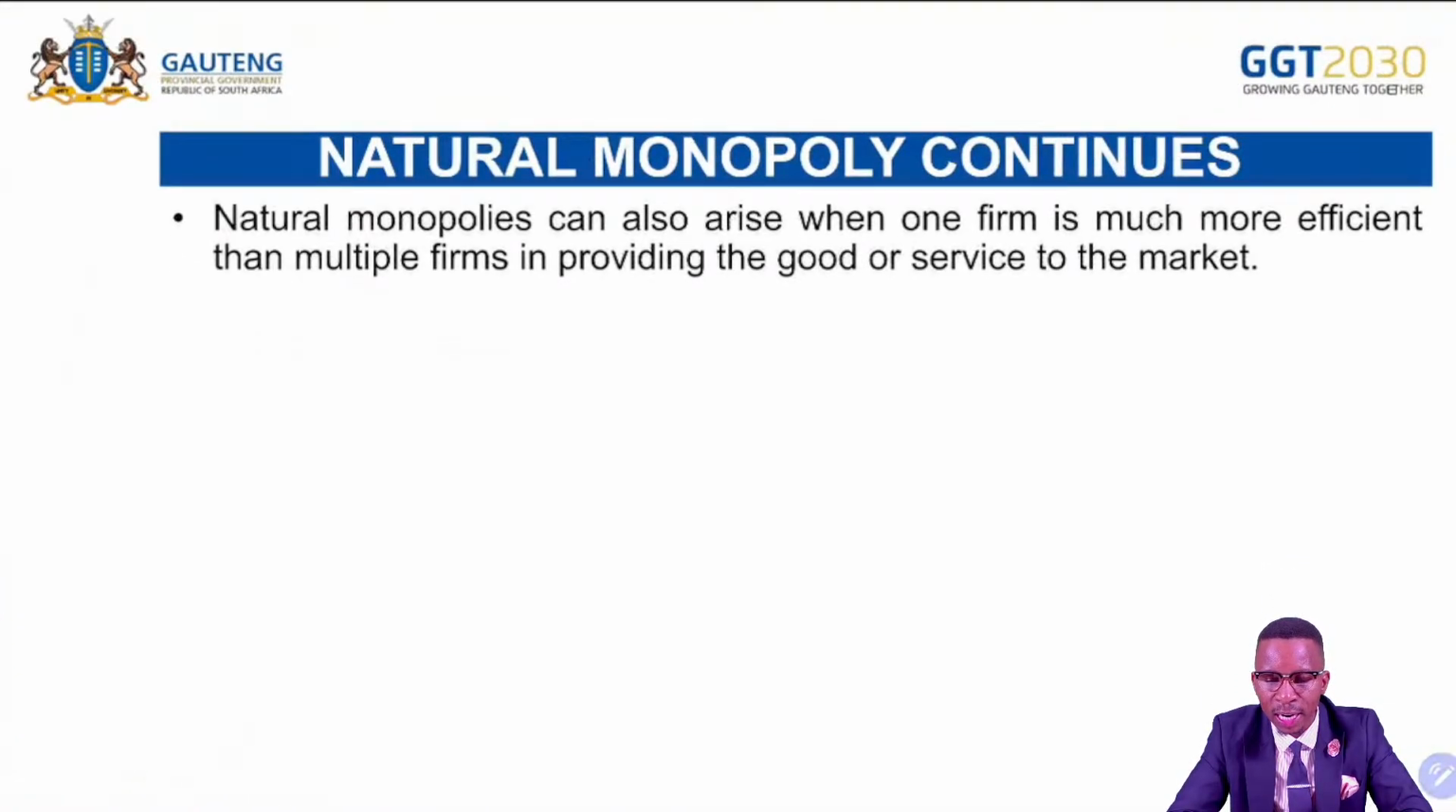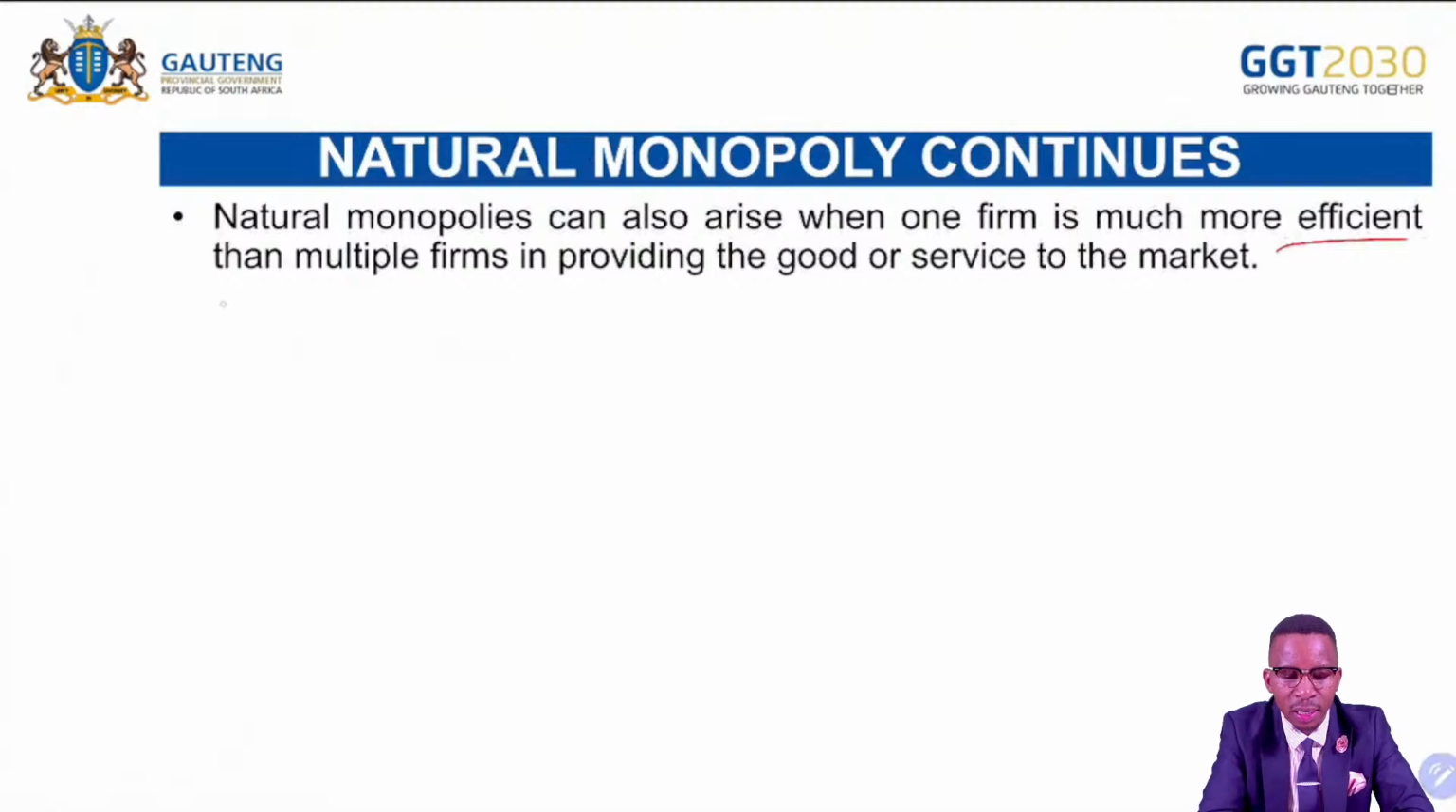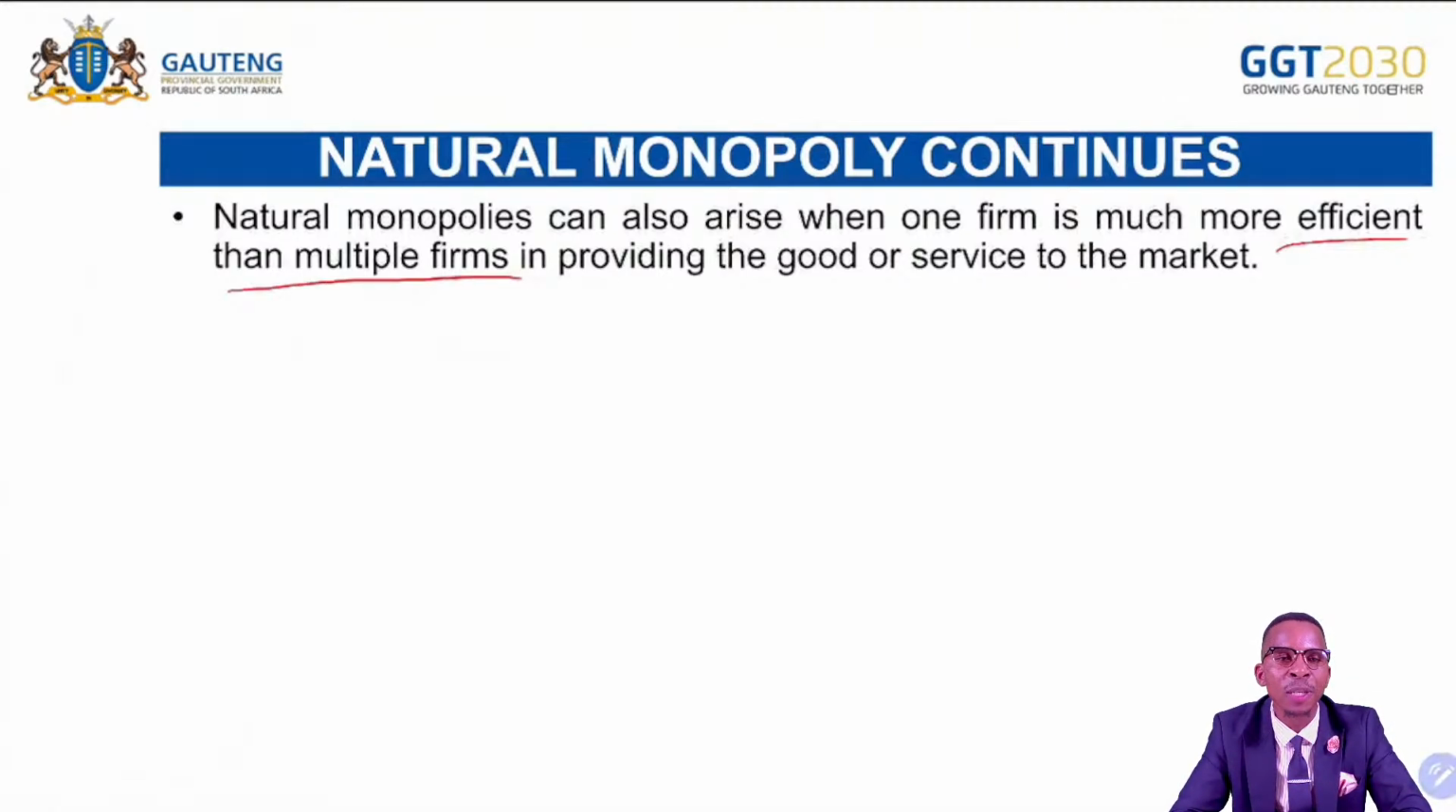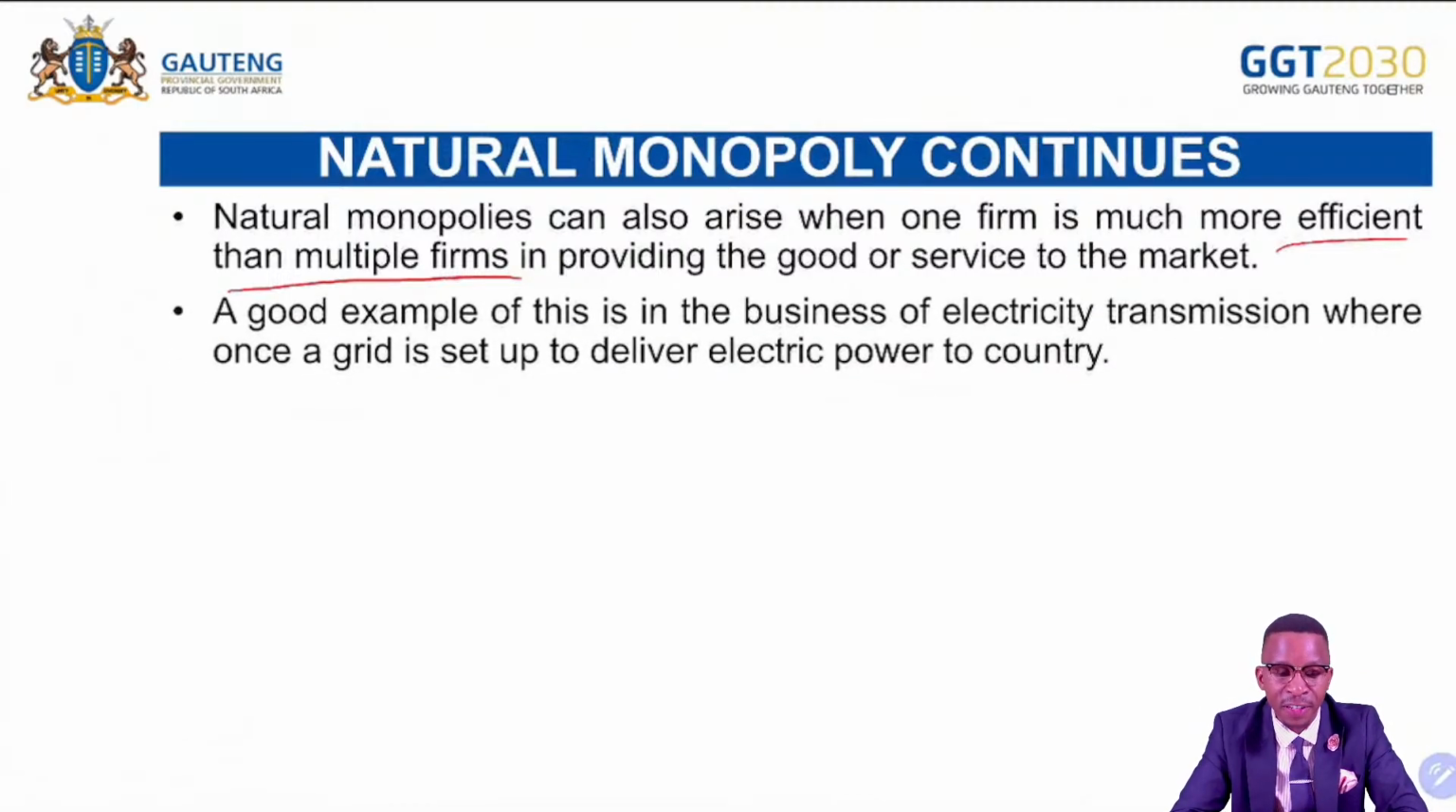And then we continue with the natural monopoly. A natural monopoly can also arise when one firm is much more efficient than multiple firms in providing a good or a service in the market. If one firm is more efficient, that firm will find itself being a natural monopoly, because other firms that were competing will find themselves facing economic loss and even shutting down, because the firm will be so efficient that it will be producing a large output, selling at a lower cost per unit, resulting in competitors finding it difficult to survive in the market. Then the firm will remain a natural monopoly because it is much more efficient compared to its existing competitors, which will be driven out of the market by their inefficiency.